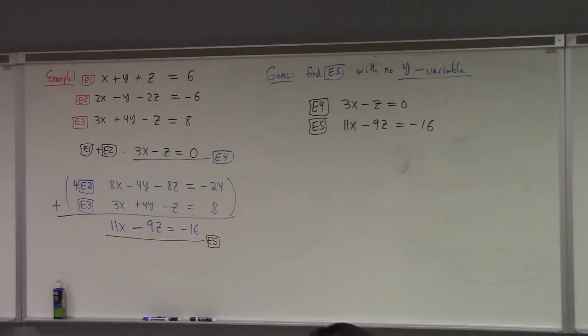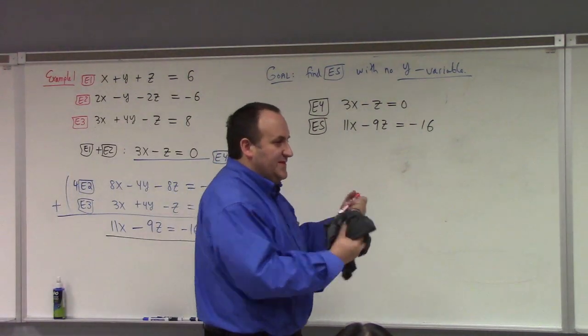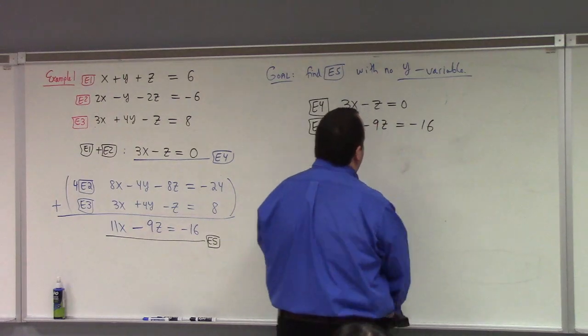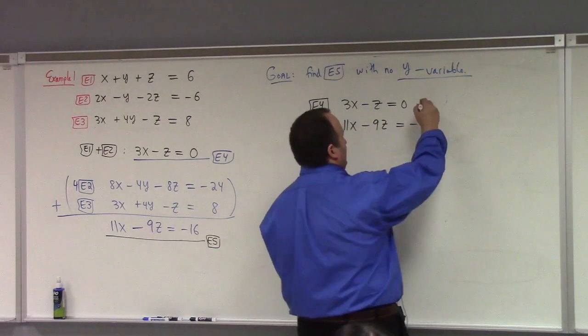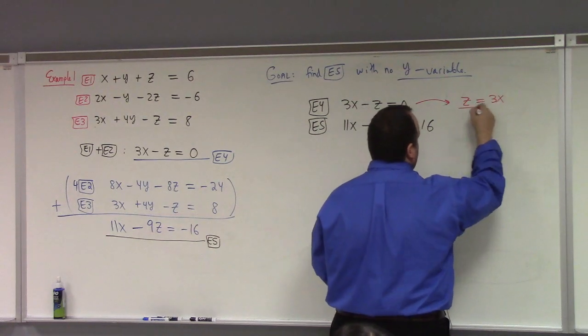Should we use elimination to solve this? I don't think so. I think substitution's the way to go here. How should we substitute? What do you think? I mean, some of you have probably been screaming in your head, why don't you solve for z? Why are you writing it like that, right? I'm sure some of you have already written z equals 3x here.